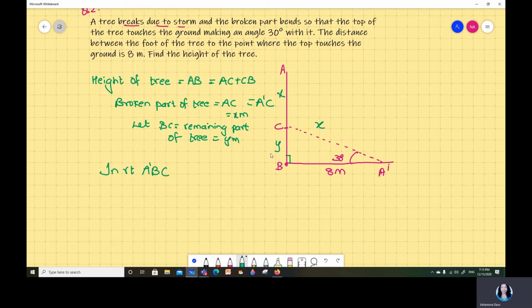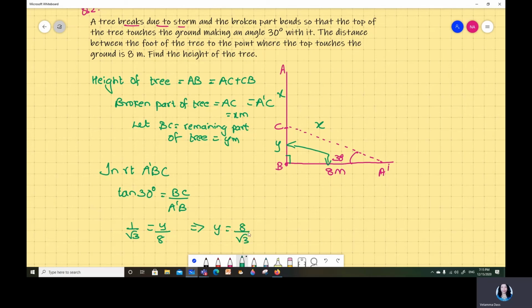So let's find first Y and then go for X, or first find X and then go for Y. So let's start with Y. So here the angle is given, this is opposite, and this one is the adjacent. So opposite and adjacent, so we can use the tan relation. So first I'll use tan 30 degree equals BC upon A dash B. Tan 30 degree is 1 upon root 3 and BC is Y, A dash B is 8. So from this we get a relation that Y is 8 upon root 3.